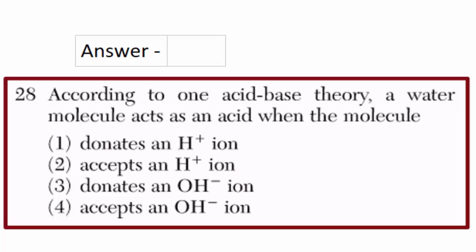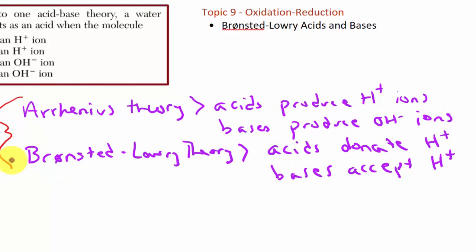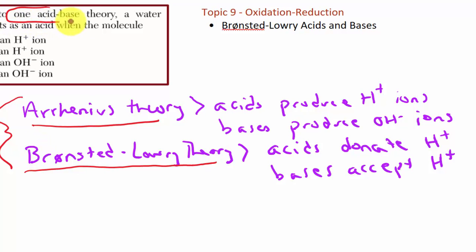Number 28. According to one acid-base theory, a water molecule acts as an acid when the molecule does what? Well, there are 2 theories. One of them is required by name in the Regents curriculum. That's the Arrhenius theory, which states that acids produce hydrogen ions in solution and bases produce hydroxide ions in solution. The other theory, which is never mentioned by name on the Regents exam but is usually referred to as one acid-base theory, suggests that acids are donators of protons and bases are acceptors of protons.